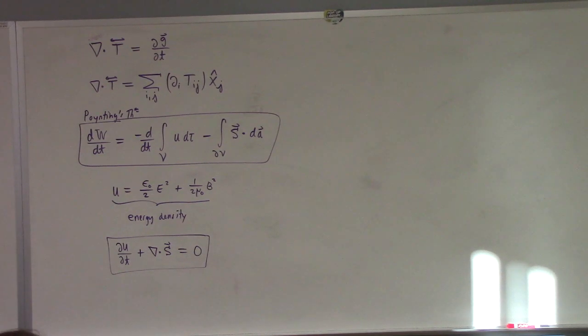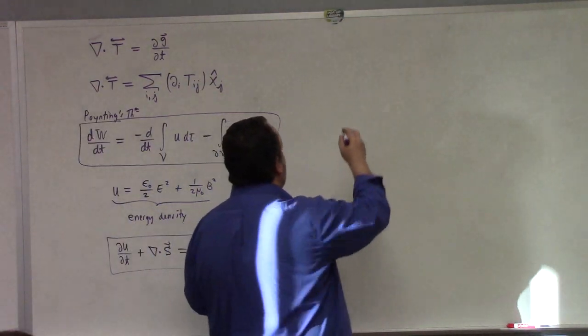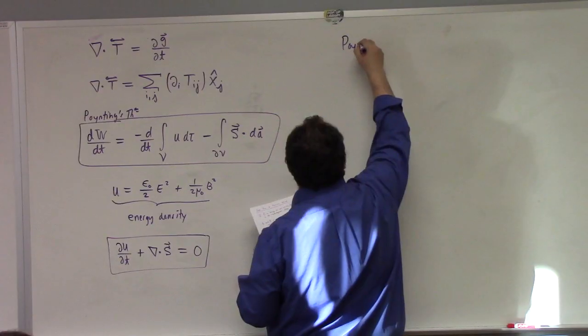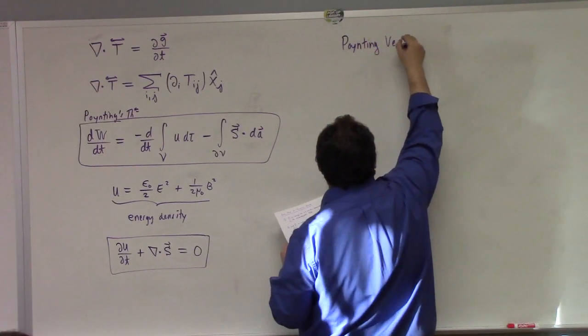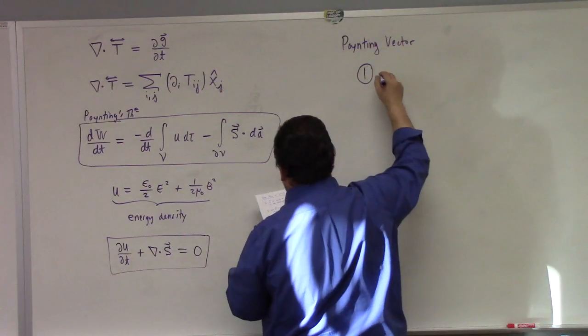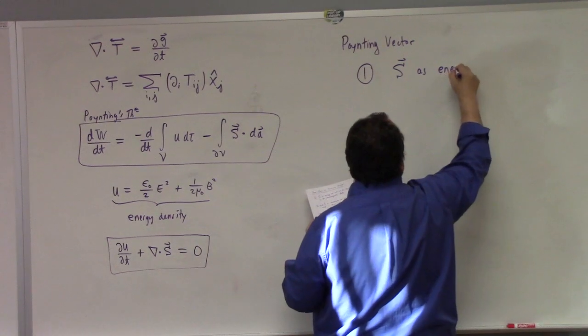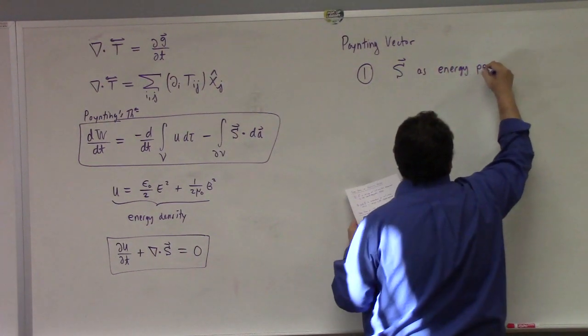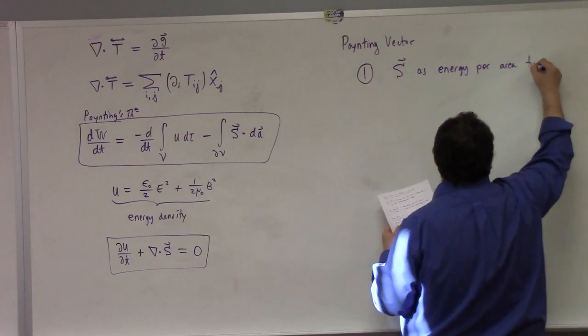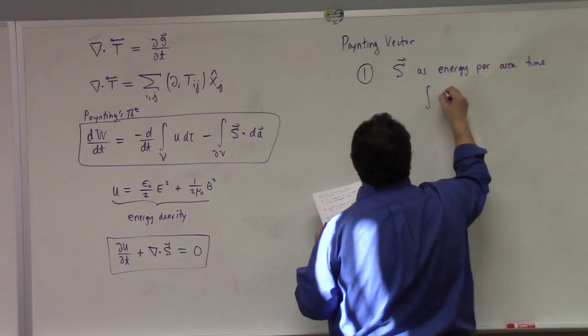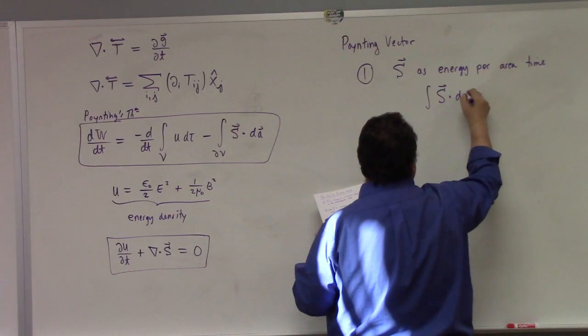All right. So what we have then, let's stop and notice something. The Poynting vector, right? On the one hand, we can think of S as what? Energy per area time, right? If we calculate the integral of S dot dA, what does that give us?